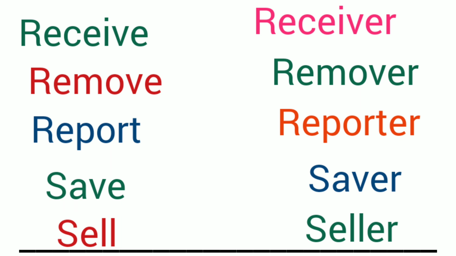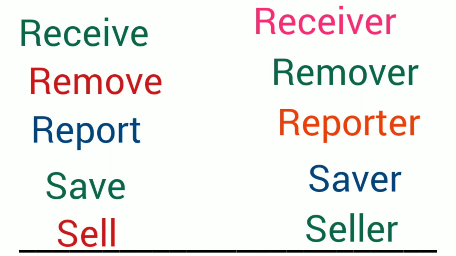All right, we have seller. A seller is someone that sells. Okay, so sell is the function part. Save is equally the function part. Report is equally the function part. Remover is equally the function part. We equally have receive as the function part. So don't misplace using receiver in place of receive.